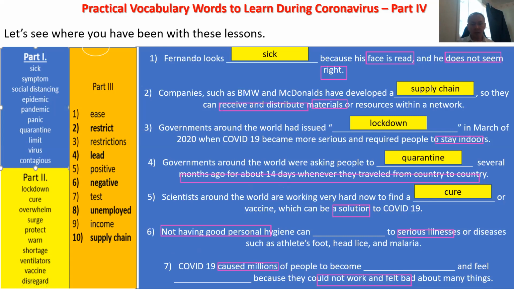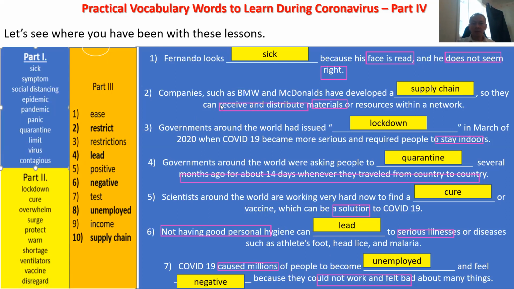Okay. Number 6, can lead. And number 7, unemployed, because you could not work. So when you are unemployed, you don't have a job. So if you had these 7 words down from the list of 30, you are great. Now, and also negative, because they felt bad. Okay?